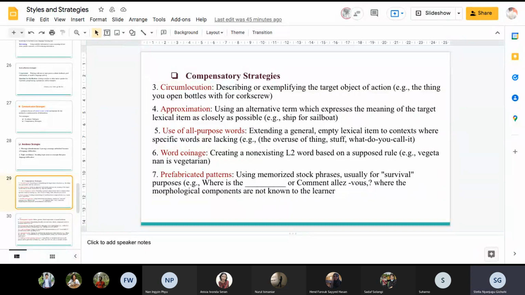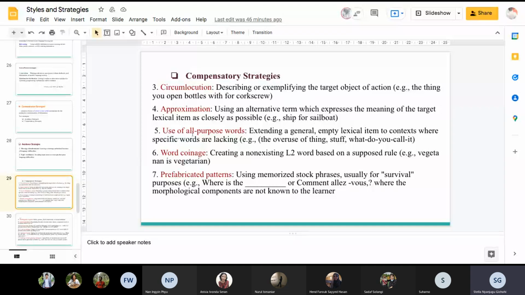Again, you can approximate. This one you can use an alternative. You know that you have seen a ship, but you don't know people call it a sailboat. But the design is like a ship. So you say, I saw a ship, and maybe it could be a sailboat.